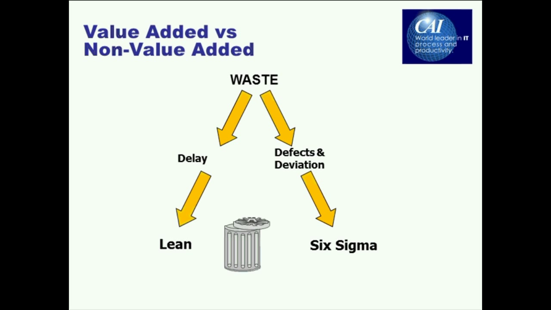In Lean, we talk a lot about value-added versus non-value-added activities. This is also commonly called waste. If you're trying to get rid of delay, I recommend that you use the tools of Lean. Every process I see out there is incredibly burdened by too much delay. It's not that people aren't working hard, it's that the thing going through the process is really running slow. So we have to get rid of the delays. And Six Sigma will help you tackle defects and deviation. We talk in Six Sigma about variation, the variability of things.